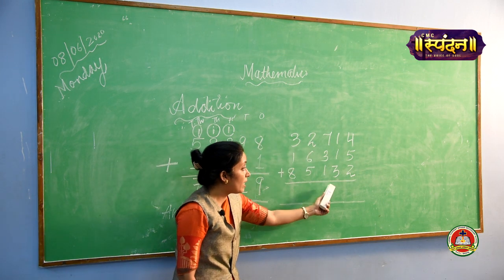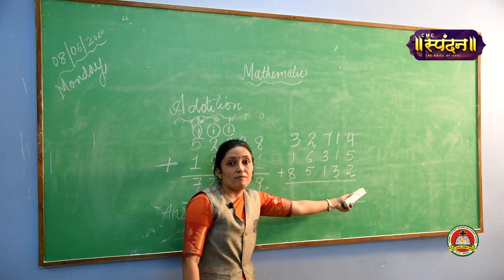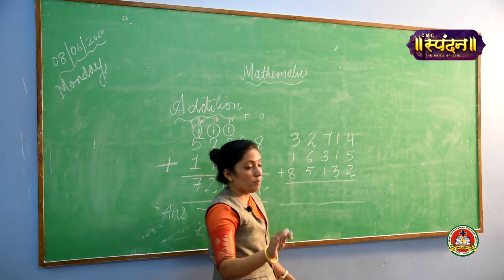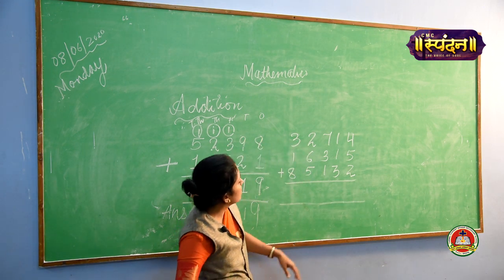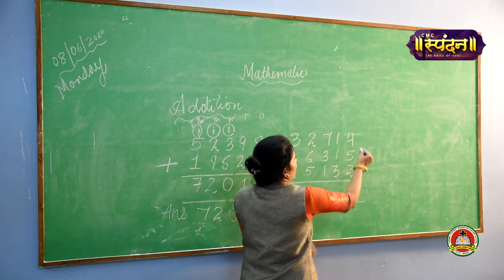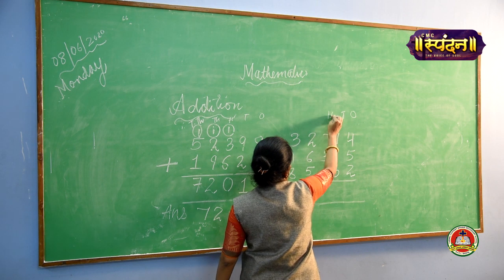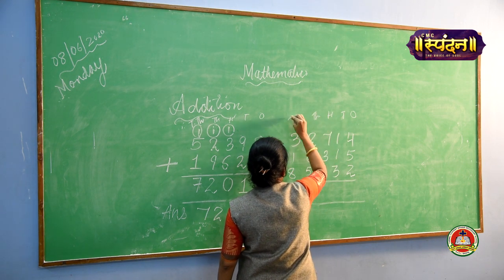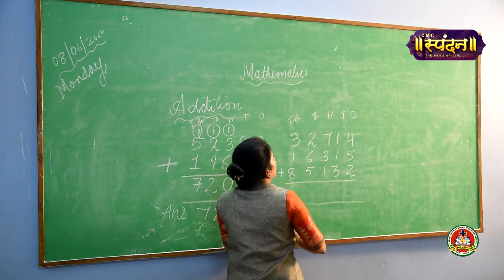Now, but how many times do I have to add? See, here I have large numbers. No problem. Let's see how easy it becomes. Again I know this is my ones place, this is my tens place, this is my hundreds, this is my thousand, this is my 10,000.